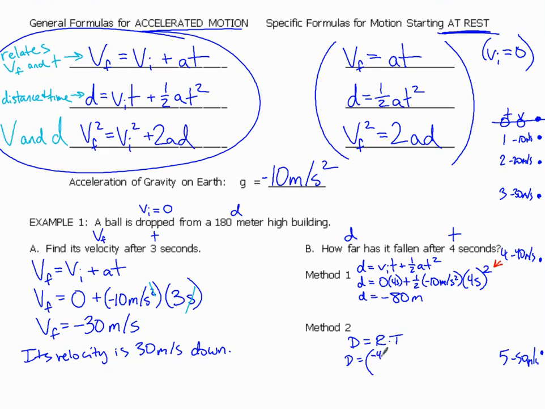So we can consider that the final velocity plus the initial velocity of a dropped object, which is 0, divided by 2. This is the average speed of the ball over this entire 4 seconds. And then multiply that by 4 seconds. And you get the same answer. Distance equals negative 40 divided by 2 is 20 times 4, negative 80 meters.